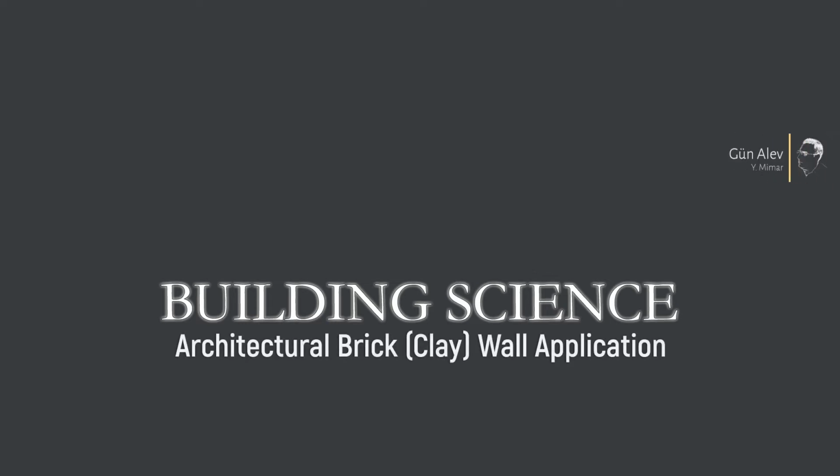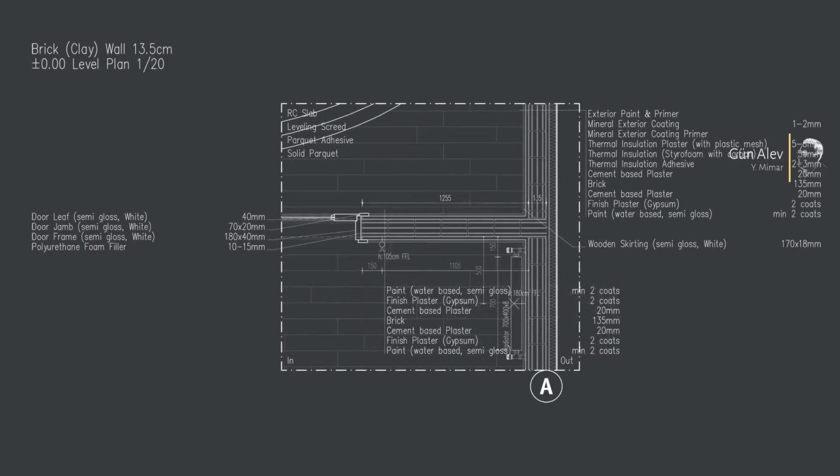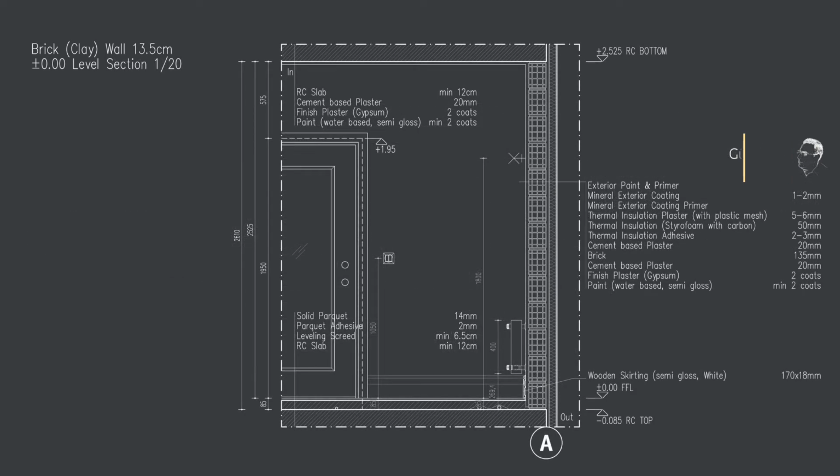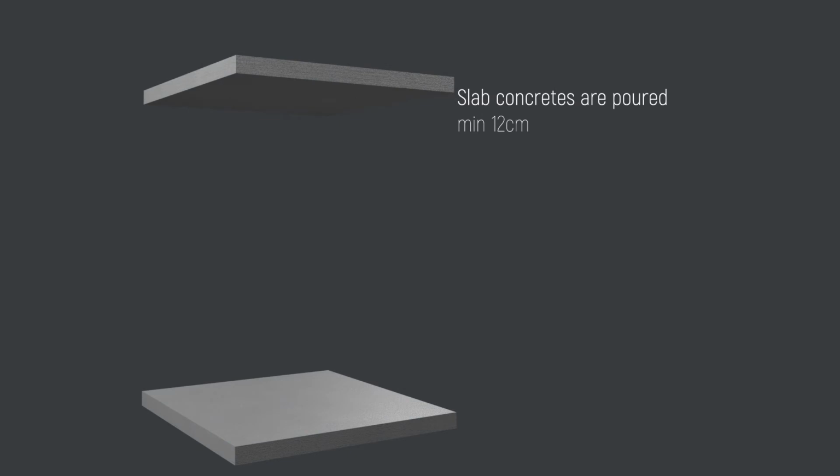Architectural brick wall application. 1 to 20 architectural plan. 1 to 20 architectural section. Slabs are poured.